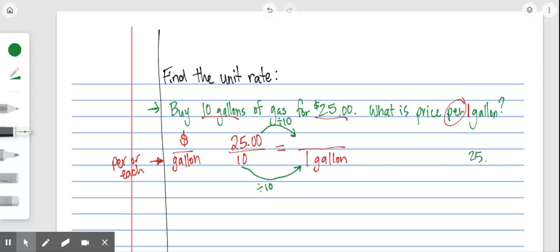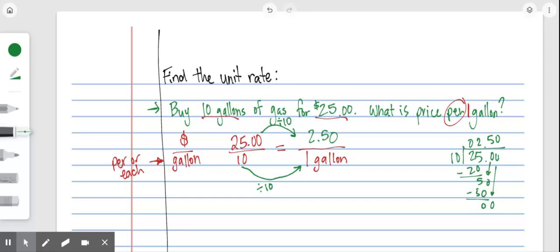25 divided by 10. 10 goes into 2 0 times. 10 goes into 25 2 times. Put a decimal there. Bring the 0 down. 10 goes into 50 5 times. I have nothing left over. So $2.50. So it's $2.50 per gallon. Okay.